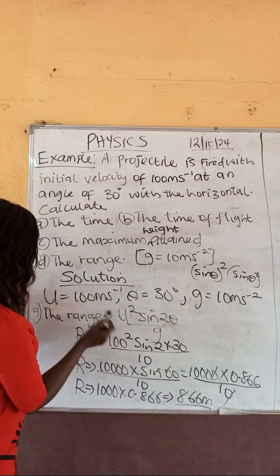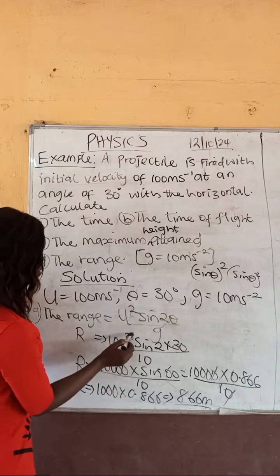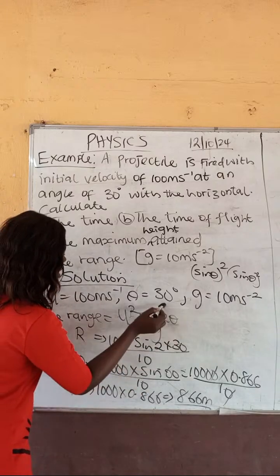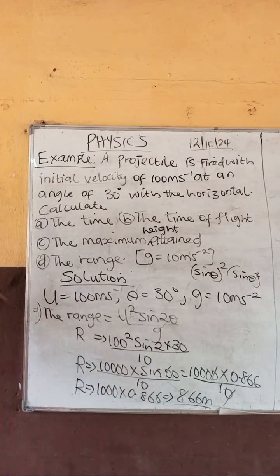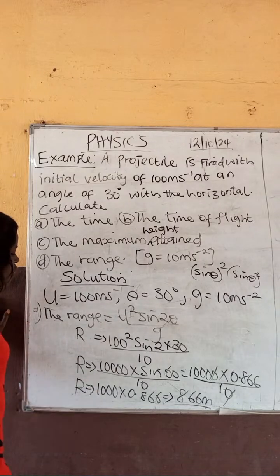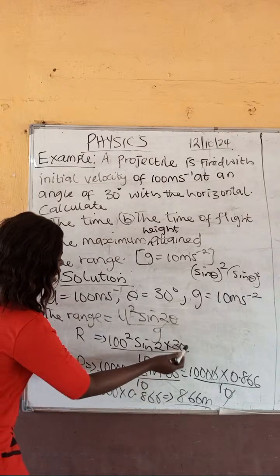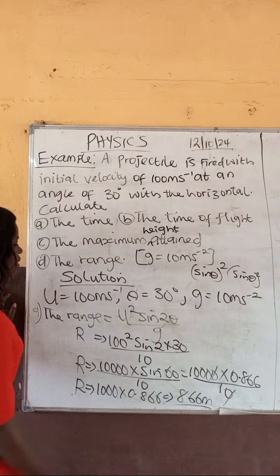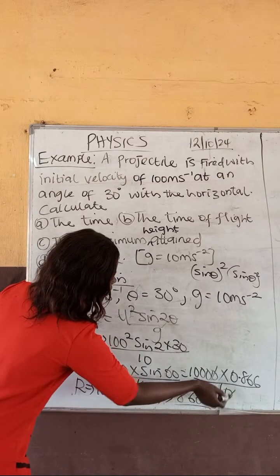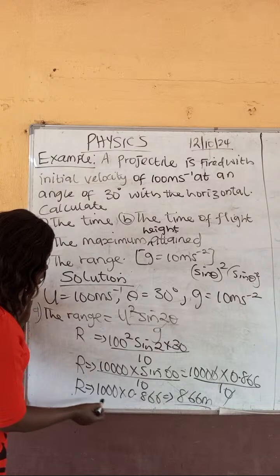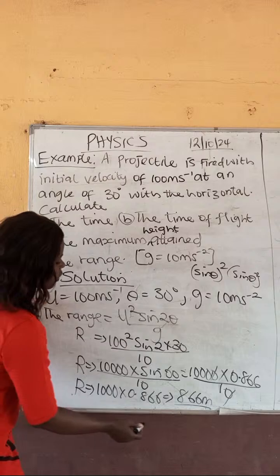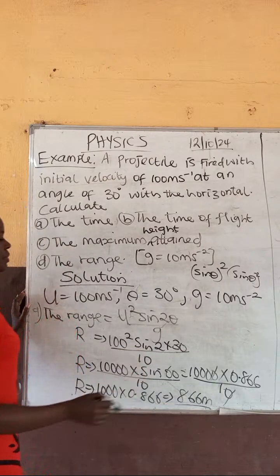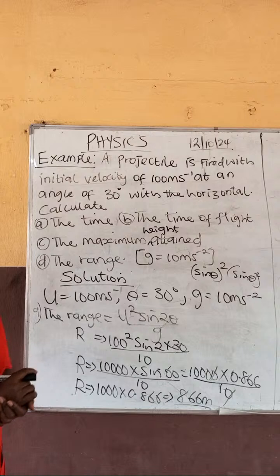What is my u? My u is already 100. That is 100 squared sine 2 times 30, because my angle is 30. Then divided by what? By 10. Alright? So I have R is equal to 100 squared is 10,000 times sine 2 times 30 is 60, divided by 10. Now, this 0 can cancel this 0, so I'm left with 1,000 times 0.866. By the time you multiply, you're going to have what? 866 meters. So this is how we have obtained our range.